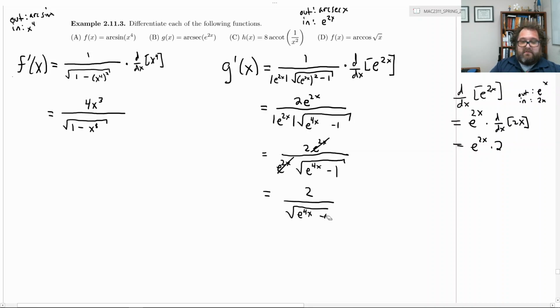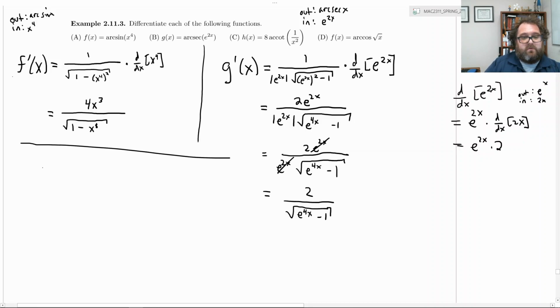And that's my simplified derivative, like so. Oh, C looks a little harder. Let's see what we can do with C. Oh, let's see here. Let's get a little room for us.